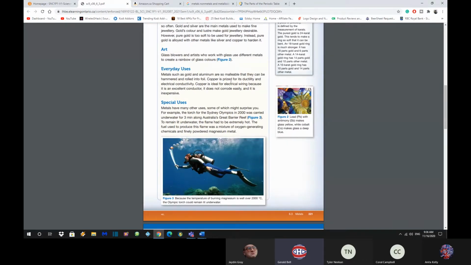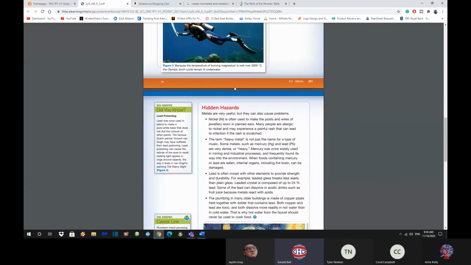Special uses. Metals have many other uses, some of which might surprise you. For example, the torch of the Sydney Olympics in 2000 was carried underwater for 3 minutes along the Great Barrier Reef. To remain lit underwater, the flame had to be extremely hot. The fuel used to produce this flame was a mixture of oxygen-generating chemicals and finely powdered magnesium metal.